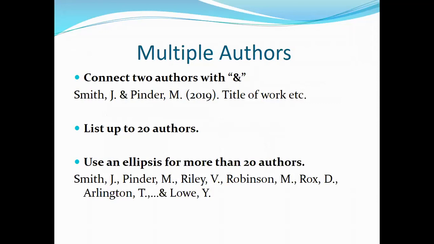If it's 20 authors, then you have to list all 20 of them on your reference page. And if it's more than 20 authors, then you list, I guess, the first 18 and then skip to the last and add the ampersand. So you're going to put the ellipses in between to say there's some other names in between here. So you list the first and then the last, okay, up to 20.